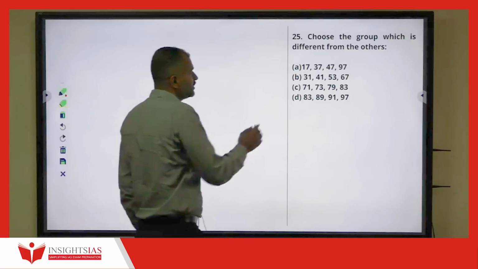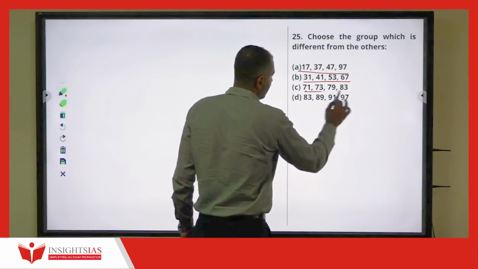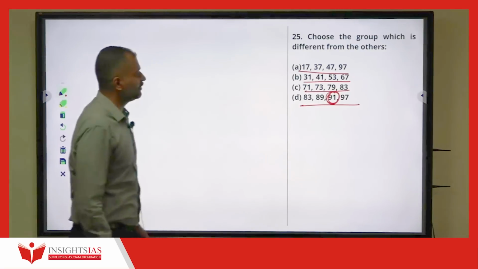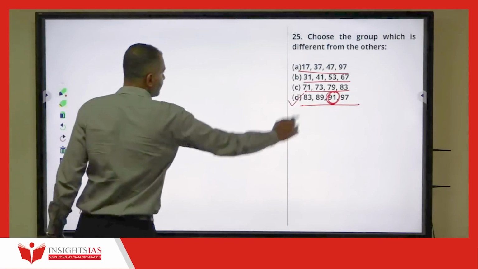This also, look here, these are all prime numbers, prime numbers, prime numbers. Here also prime number. 1 is not a prime number, 91. Hence, option D, this group.